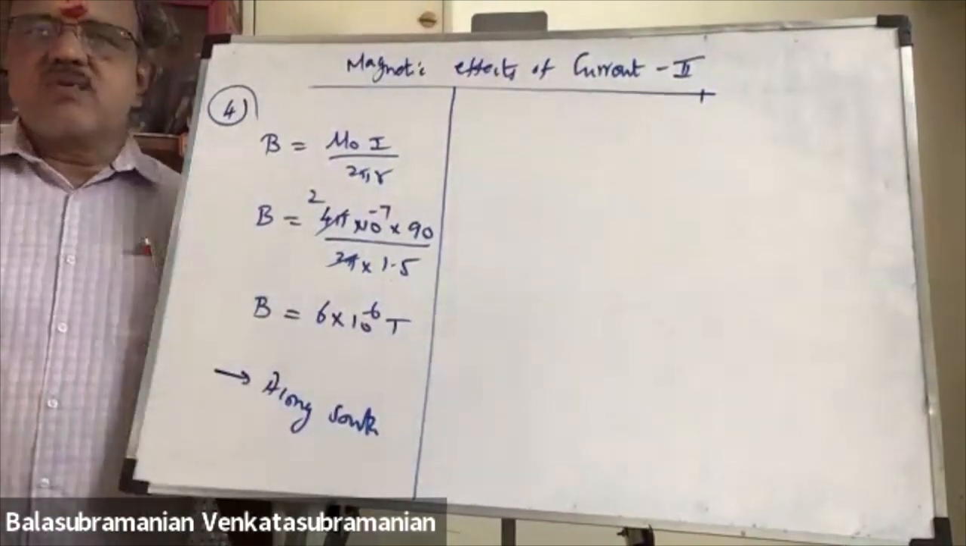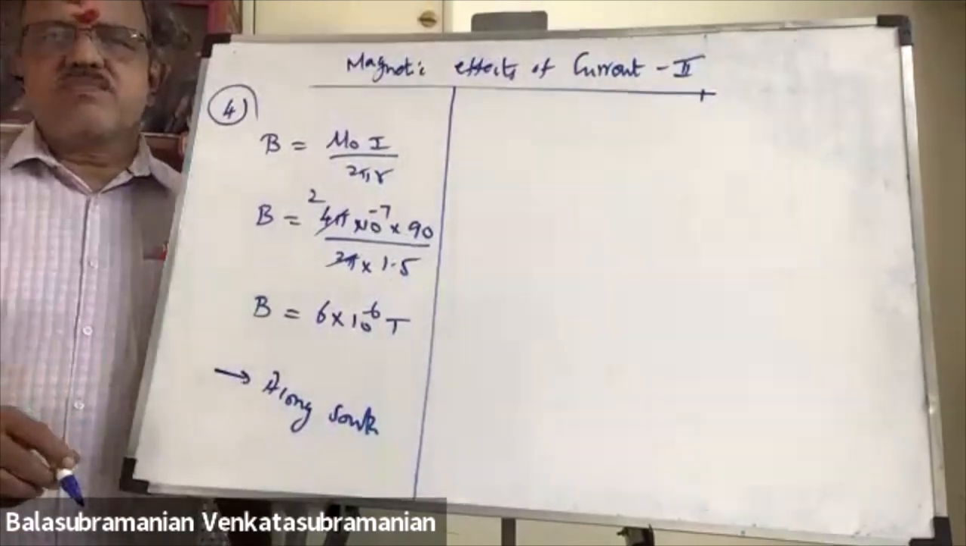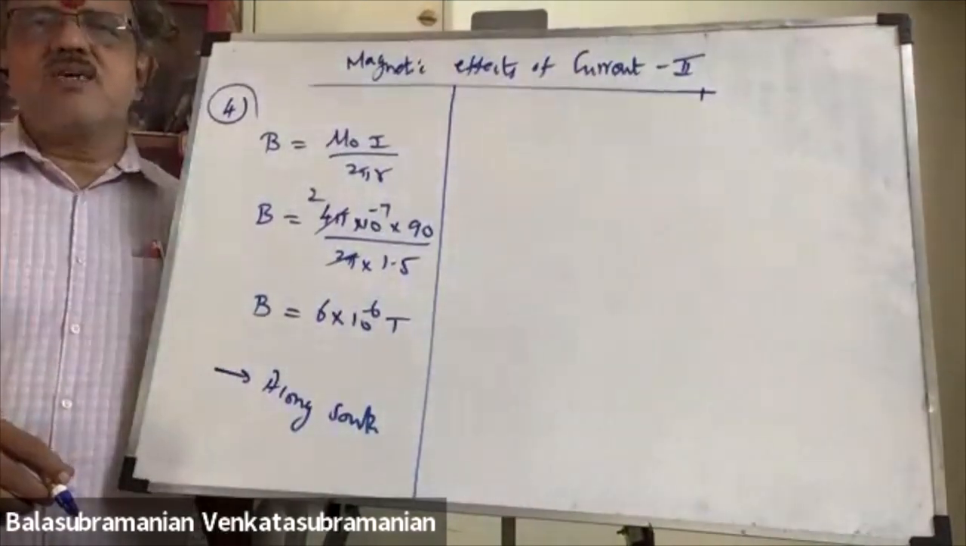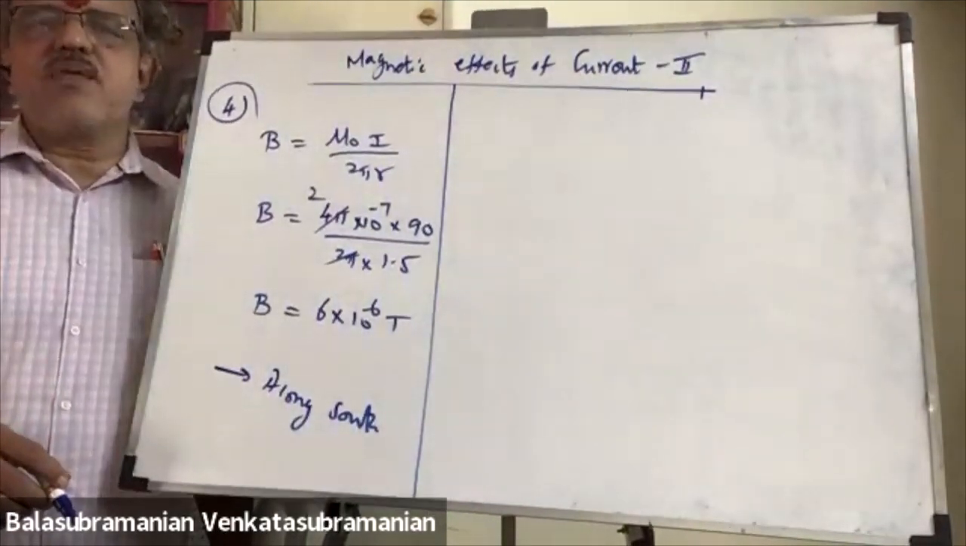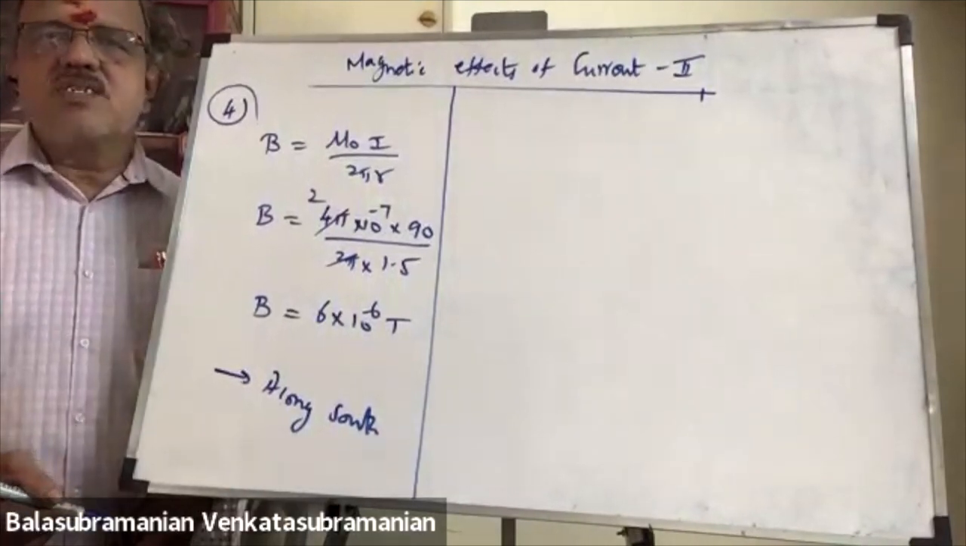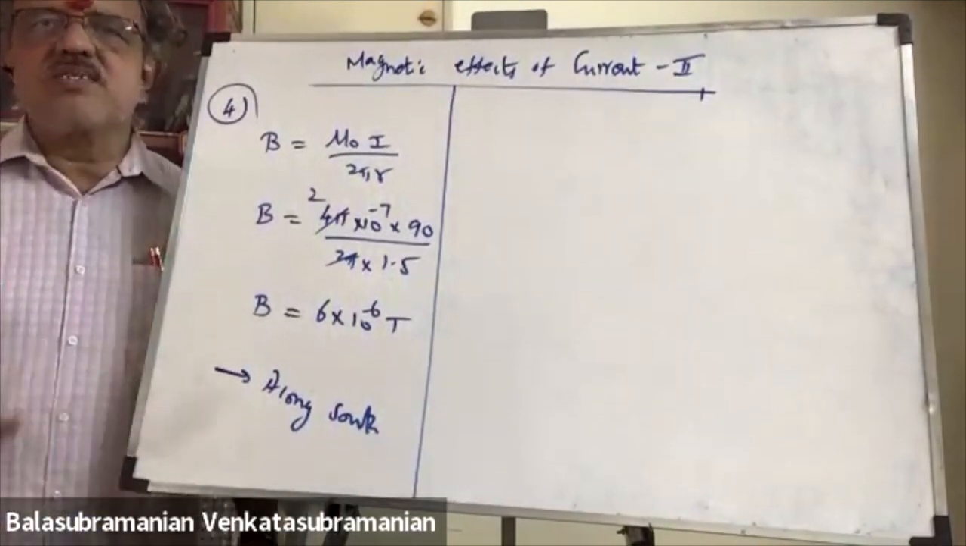Magnitude and direction. Perpendicular plane: whatever direction your current is passing through, the magnetic field is only in the perpendicular plane, by Oersted's experiment. Basic concept.